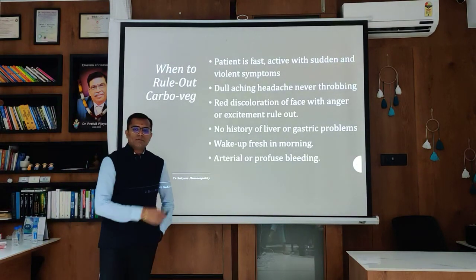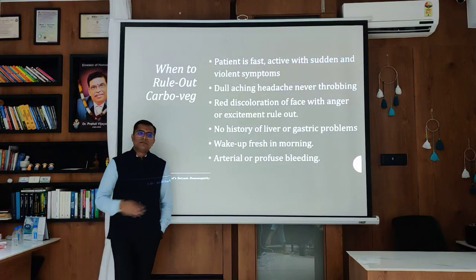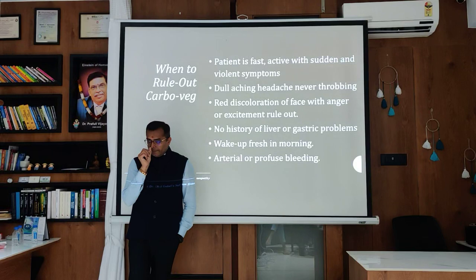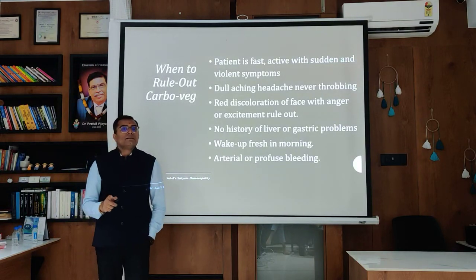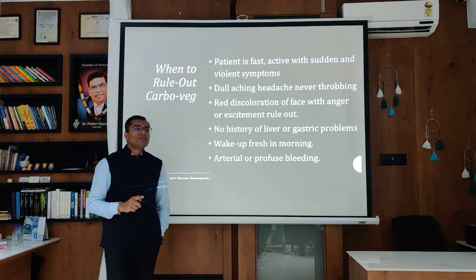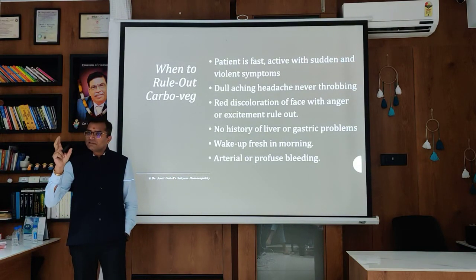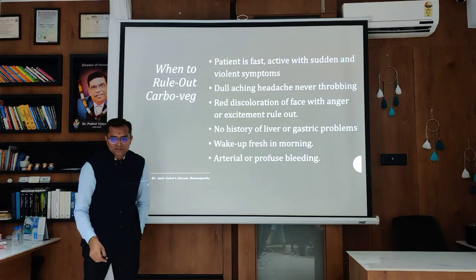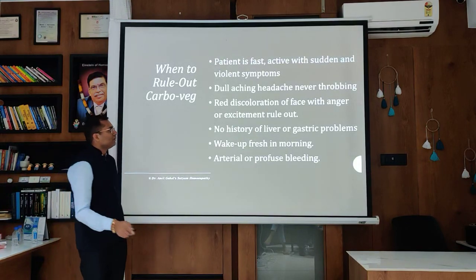When to rule out carbo veg: wherein the patient is very fast, active, with sudden violent symptoms, carbo veg is ruled out. Dull aching headache, never throbbing, then you have to rule out carbo veg. If there is throbbing, that means activity of blood vessels. And if there is a throbbing headache, don't give carbo veg. Red discoloration of the face with anger or excitement, rule out carbo veg.